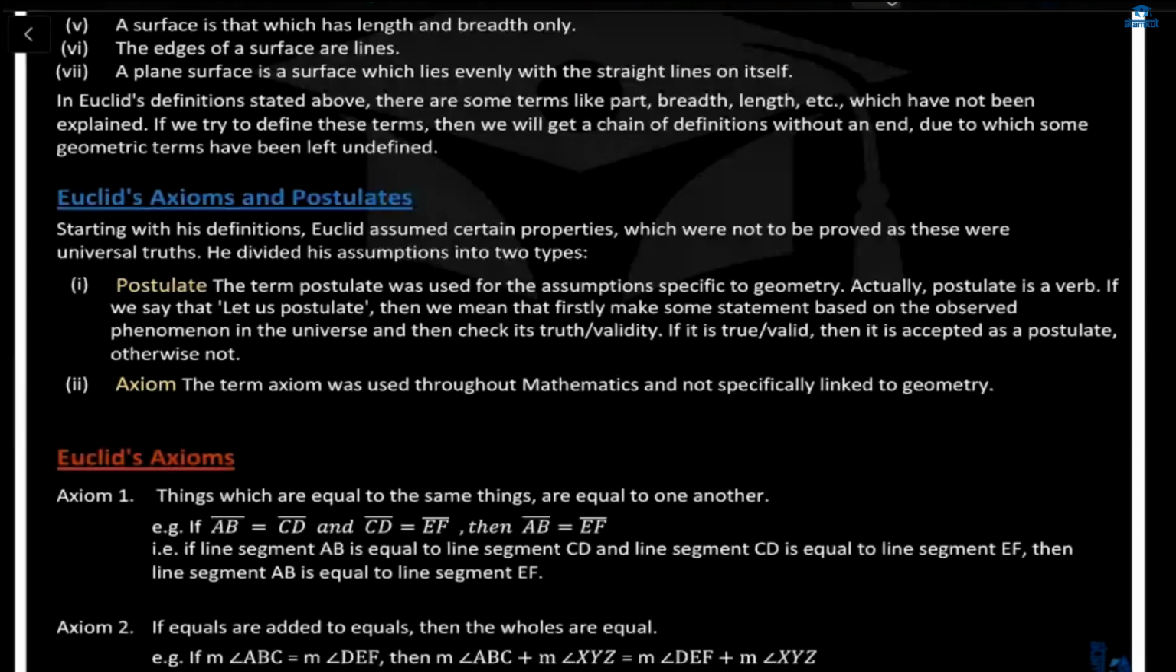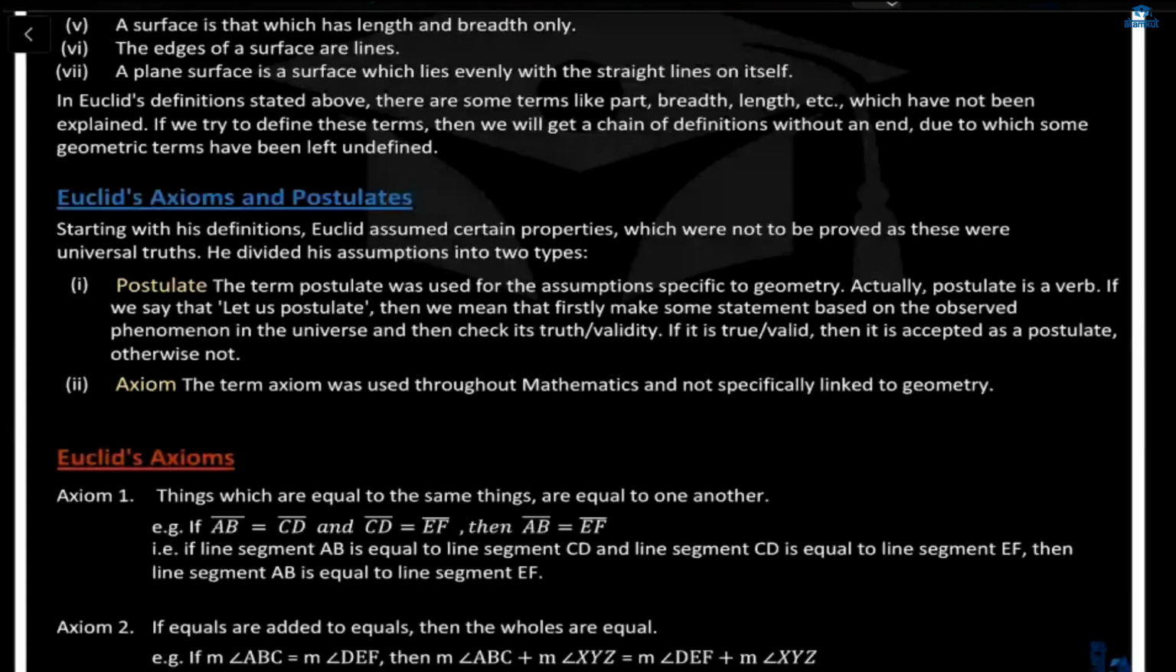Actually, postulate is a verb; we can say, let us postulate. You take something based on observed phenomena in the universe, and then check if it is true or valid. If it is true or valid, then it is accepted as a postulate, otherwise no. Some of the universal truths that you see around you, you take as a postulate, and after checking that it is true or valid, it is accepted. Postulates are mainly specific to your geometrical purposes.